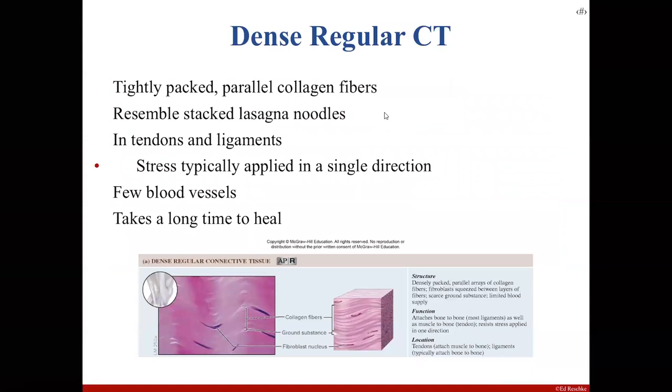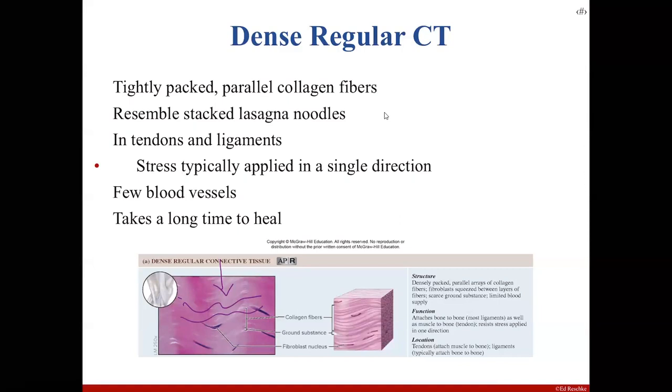Okay, so these are tightly packed cells. And if you look, the cells are all going in the same direction. So they look like they're holding something together tight. It's kind of like duct tape, maybe. Okay, this says stacked lasagna noodles is what the book says. So they're all kind of going together, and they're going in one direction.